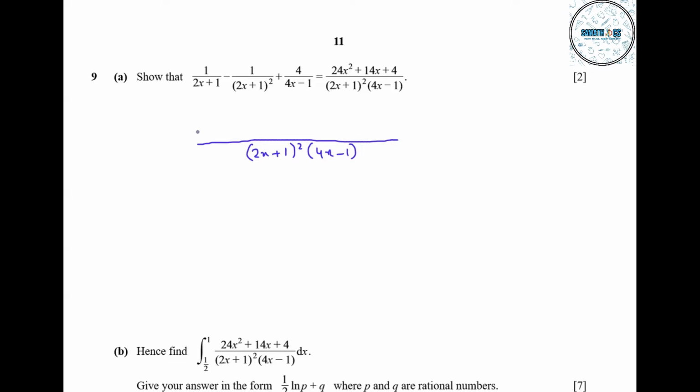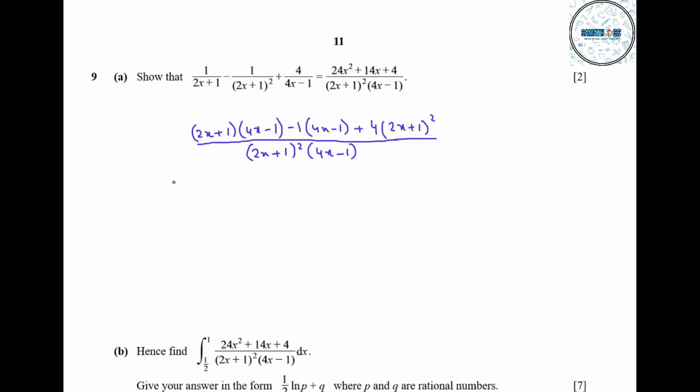In the denominator of this, we have 2x plus 1. So it is to be multiplied by 2x plus 1 and 4x minus 1. This 1 is to be multiplied by 4x minus 1 because 4x minus 1 is not there in the denominator of this. Then 4 is to be multiplied by 2x plus 1 whole square.